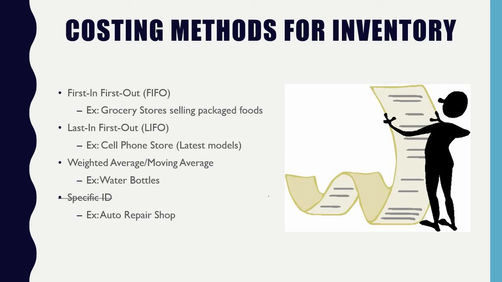And then we have weighted average, which once again is where you don't really care which batch came first or which batch came last, especially when the product that you're selling either has a really long shelf life, or it's one of those items that you're constantly selling. So it doesn't matter which batch came first or last, because at the end of the day, they're all going to be gone within a couple of days.